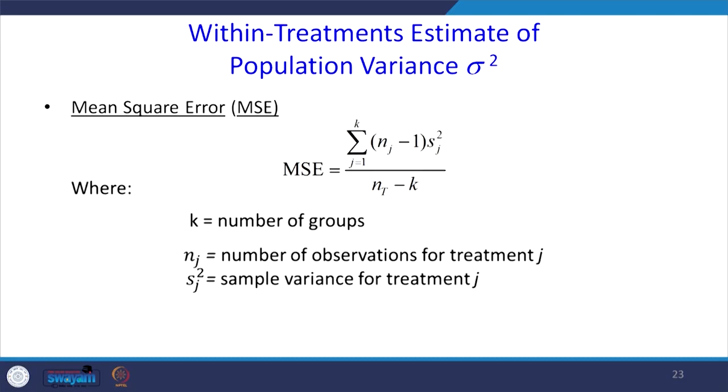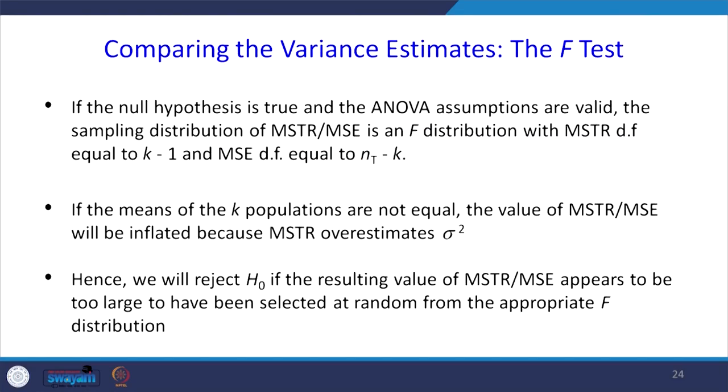The formula for mean squared error is the sum over j equal to 1 to k of nj minus 1 times sj square, divided by nt minus k, where nt is the total number of observations and k is the number of groups. Comparing the variance estimates, that is the F test. If the null hypothesis is true and ANOVA assumptions are valid, the sampling distribution of MSTR divided by MSE is an F distribution with MSTR degrees of freedom equal to k minus 1, the number of columns minus 1, and MSE degrees of freedom nt minus k, where nt is the total number of samples and k is the number of groups.